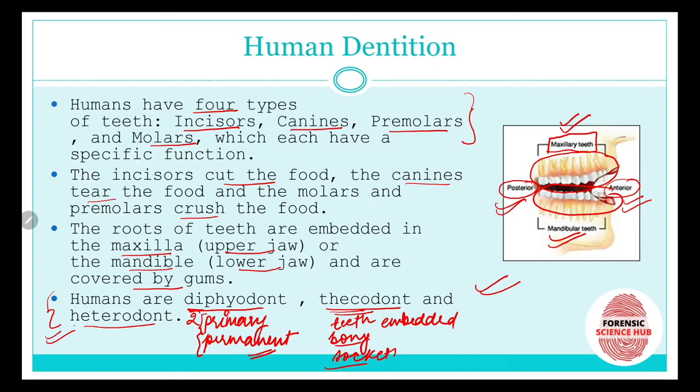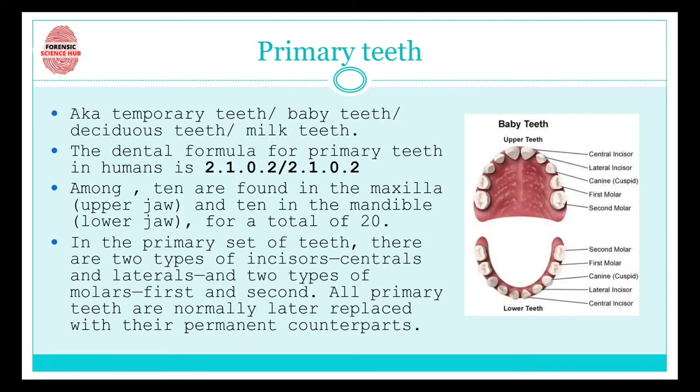And heterodont. Hetero means many types, so heterodont means that there are many types of teeth, like we have incisors, canines, premolars and molars. If you want more information about these terms and a few other terms, do check out that video. Now let's talk about primary teeth, because they are the teeth that are formed first. They are also known as temporary teeth, baby teeth, deciduous teeth, milk teeth. These are the different terms given to primary teeth.